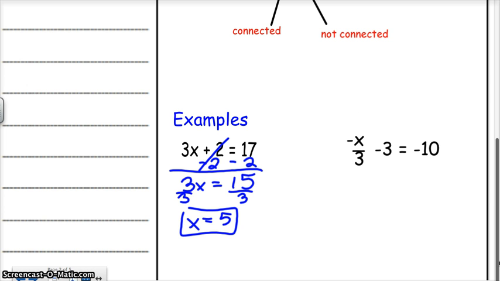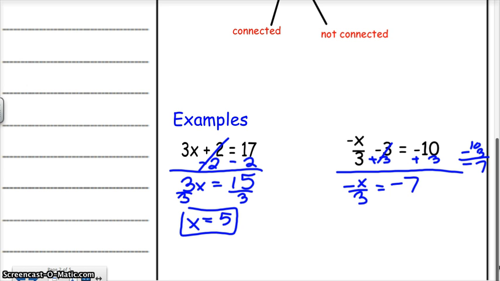Okay, -x over 3 minus 3 equals -10. What is not sticking to the variable? The -3. So this is minus. What's the inverse of minus? Plus. I'm going to plus 3 to both sides. Now I have -x over 3 is equal to -10 plus 3. 10 minus 3 is 7. There's more negatives, so I'll keep it negative. -7.